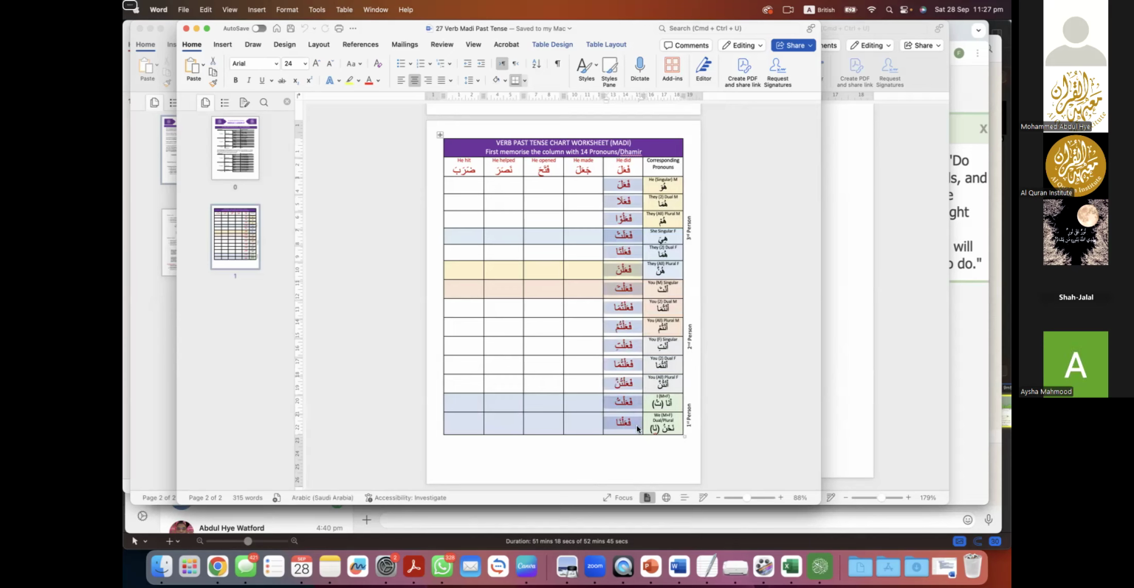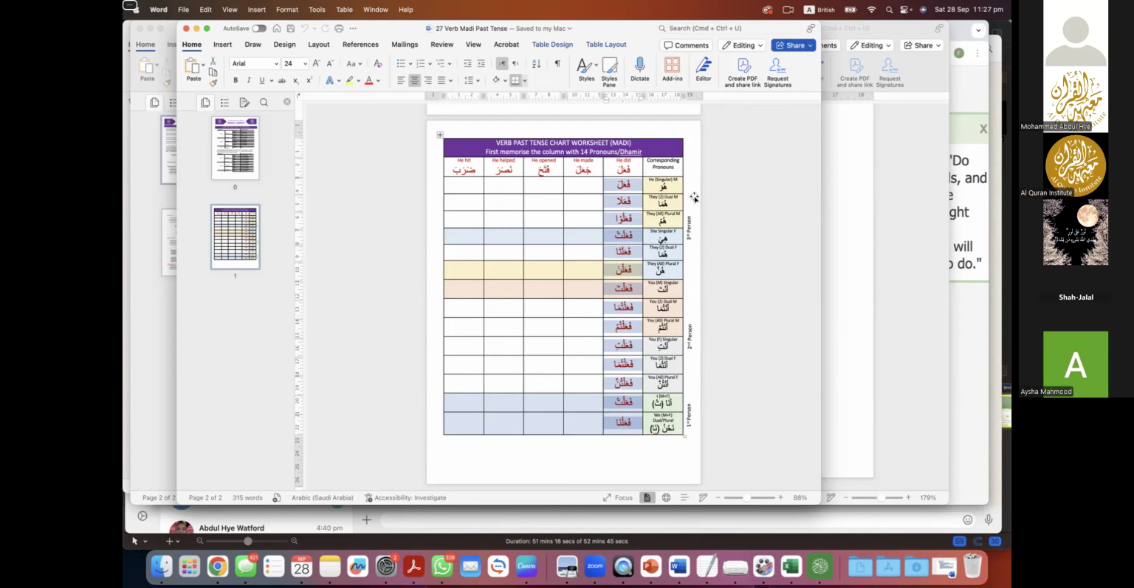Blind memorization. Brothers and sisters, do you understand? Did you understand what I just said? My wife said yes, she understood. Okay. You will print this page and you will memorize this.